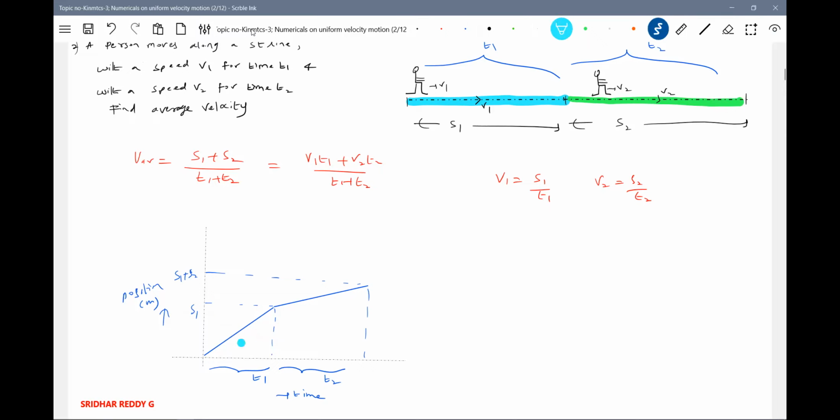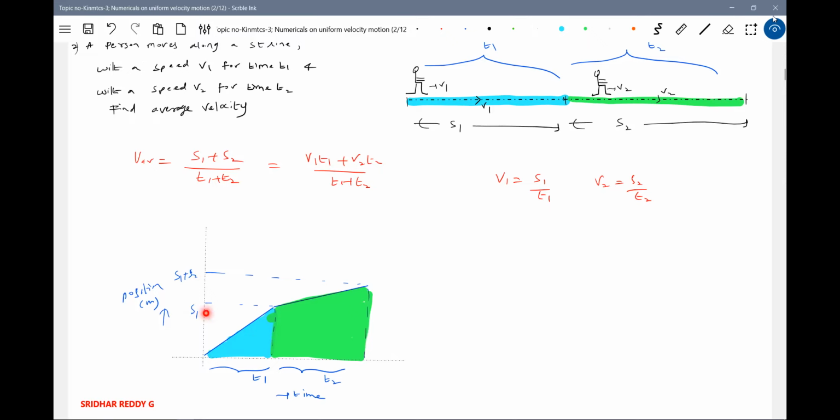So here, what happened? The slope of this curve, what will it give? It will give the instantaneous velocity. And definitely the slopes are different. So therefore, definitely what we can say is that the person is moving with a different speed in different intervals of time. There's a basic idea. Like this, you can take help of the graph also.